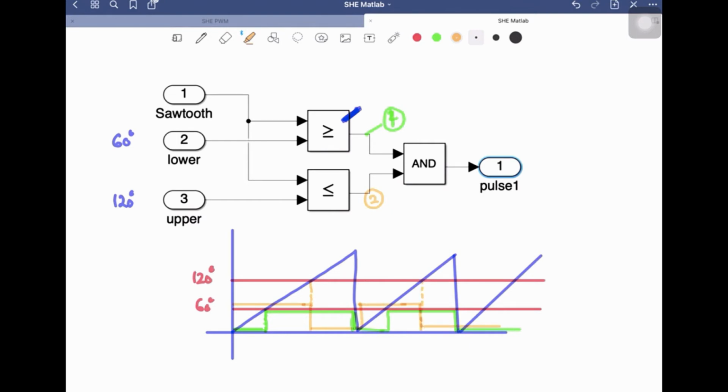Now if you take the AND operation of these two, what are you going to get? The AND is this part. So you will be getting a pulse starting from the angle of 60 degree to the angle of 120 degree over here. So similarly over here, you will be getting the pulse from 60 to 120 degree. So whatever will be the lower limit and the upper limit, that will extract a pulse from the comparison of these limits with the sawtooth waveform. So in this way you can generate a pulse at the required level.